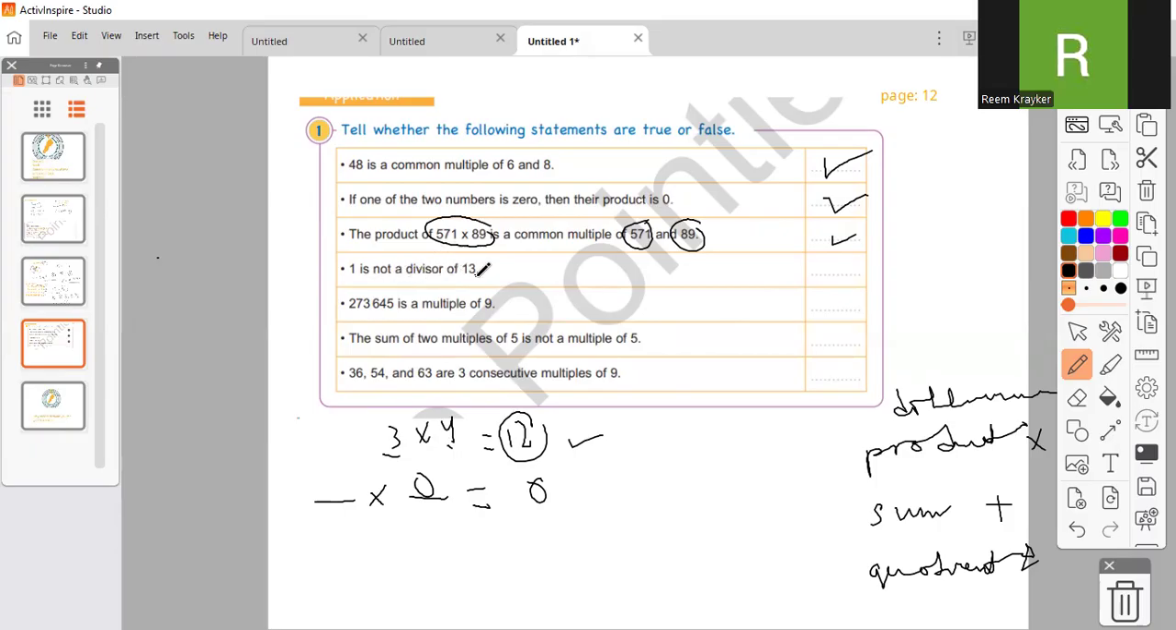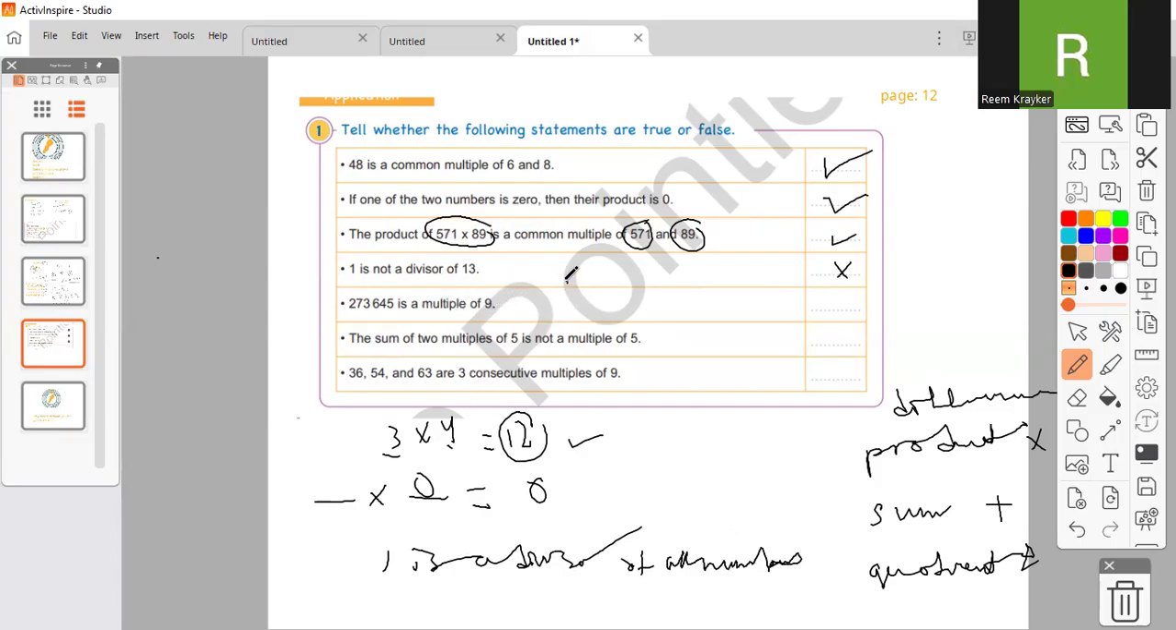1 is not a divisor of 13. Of course, it's wrong because 1 is a divisor of all numbers, as we said. 1 is a divisor of all numbers. And 0 is what? It is a multiple of all numbers.